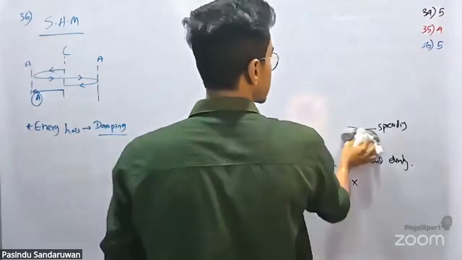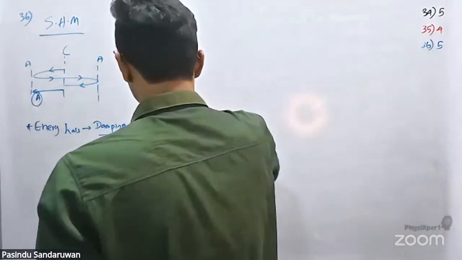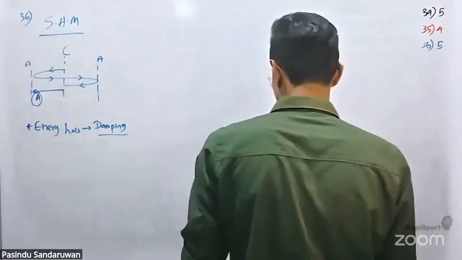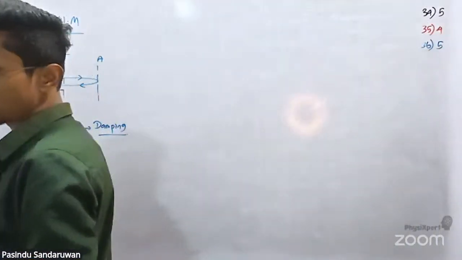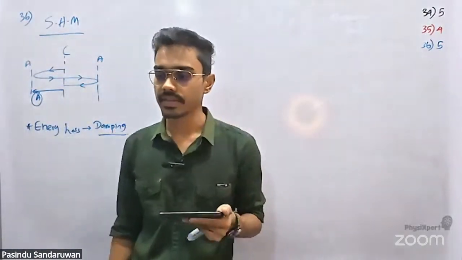For 36, answer 5. That's a damping oscillation. Damping means it's losing energy over time. We call it damping.